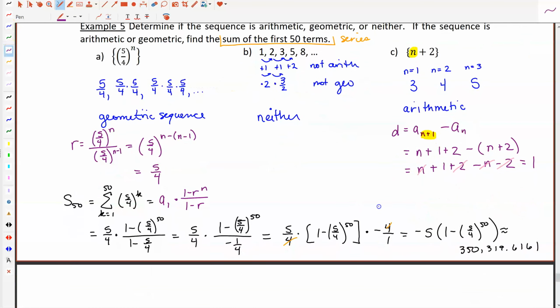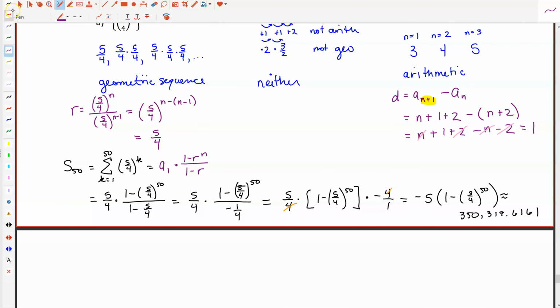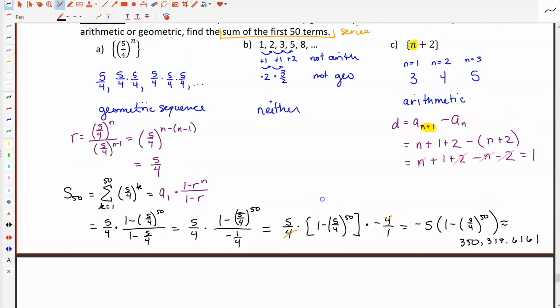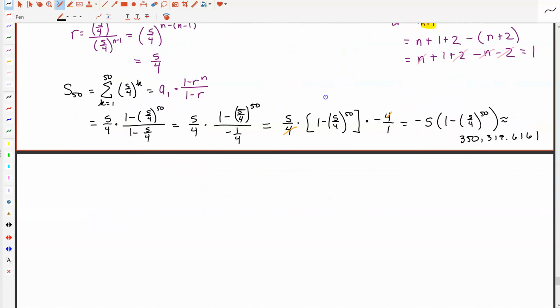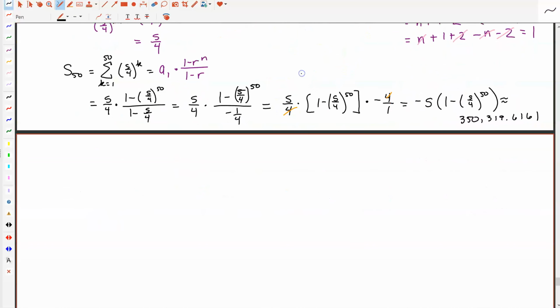Alright, so I know I'm looking at an arithmetic sequence, so let's go find the sum of the first 50 terms. So I'm going to need a little bit more space for that. So we'll go over here. So my sequence again was n plus 2. So we want to find the sum of the first 50 terms. And if I wanted to write that in my summation notation, that means I'm going to start at k is equal to 1 through 50 of k plus 2.